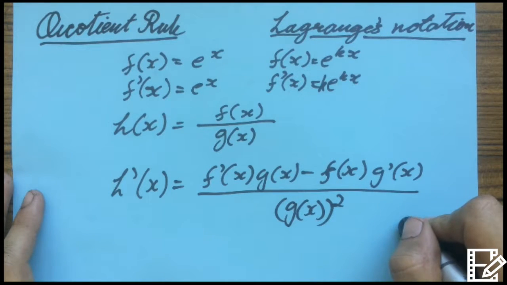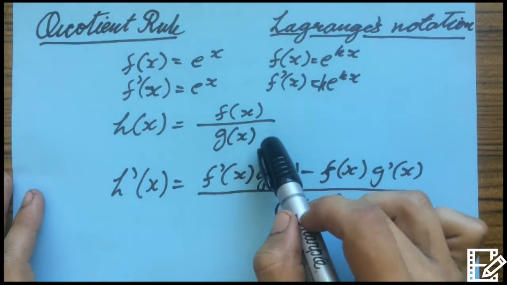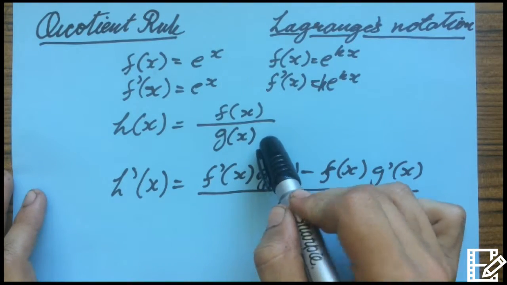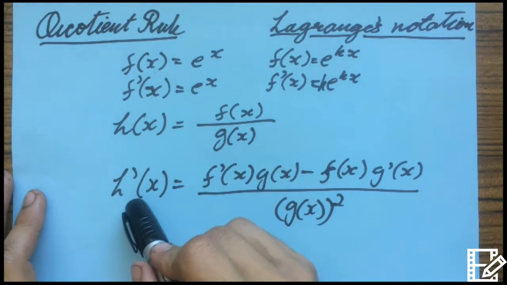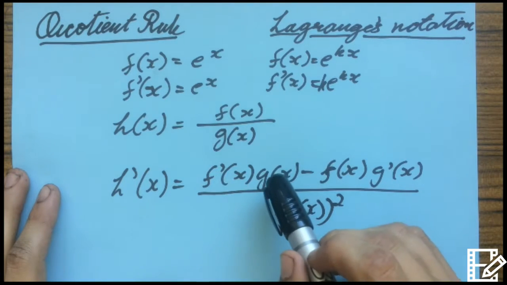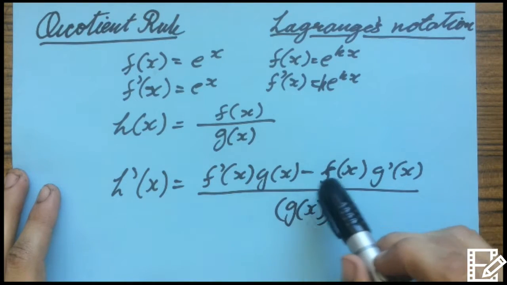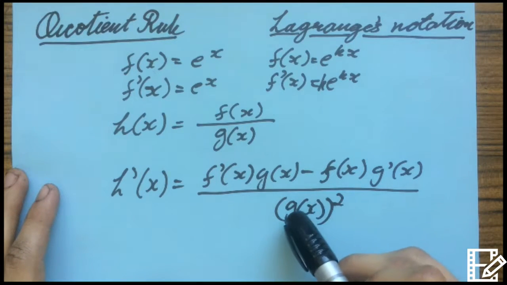Now this is just a rehash of the procedure we're going to be following when we're doing the quotient rule. You have a function divided by another function, within the function I've called h. The derivative of that h function is the derivative of f multiplied by g minus f multiplied by the derivative of g, all over g squared.